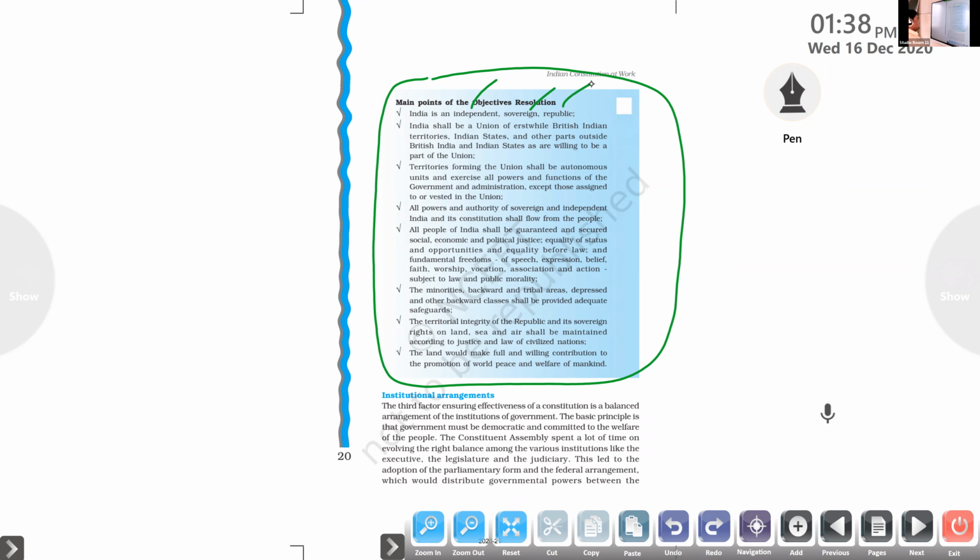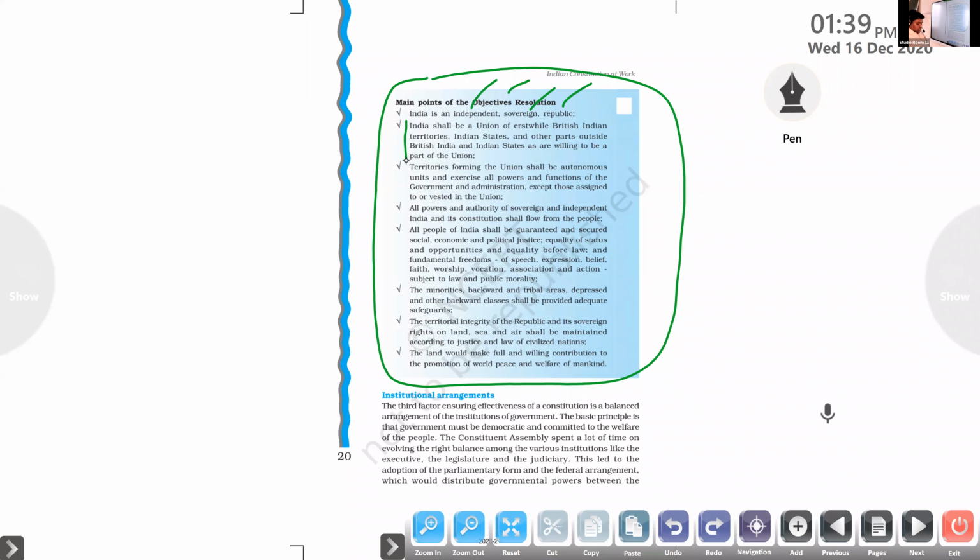Okay, clear. India shall be the union of erstwhile British Indian territories, Indian states and other parts outside British India, and Indian states as are willing to be a part of the union. So as per that resolution, we can say that India shall be a union of the British Indian territories, Indian states, and other parts outside British India and Indian states willing to be a part of the union.